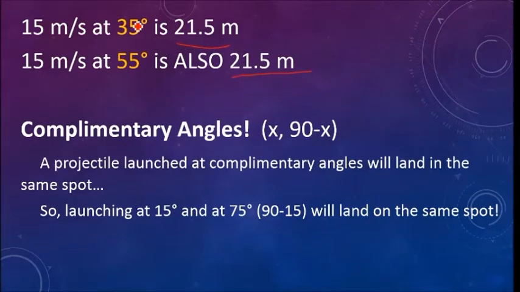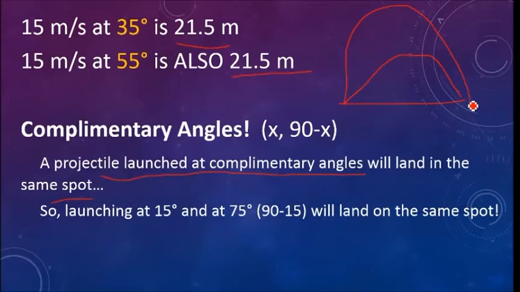Okay, these are called complementary angles, meaning they both add up to 90, and it turns out to be a period of truth. Okay, projectiles launched at complementary angles will land in the same spot. Presuming it's a level surface, right? It's going to go up, one's going to do that, another one's going to go, they'll land at different times, but they'll hit the same spot.